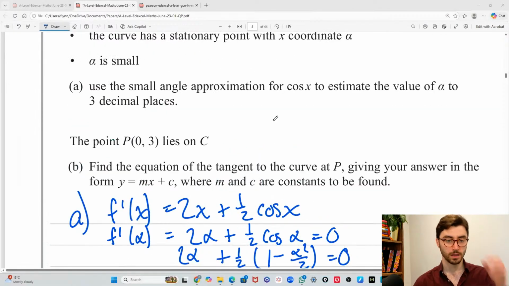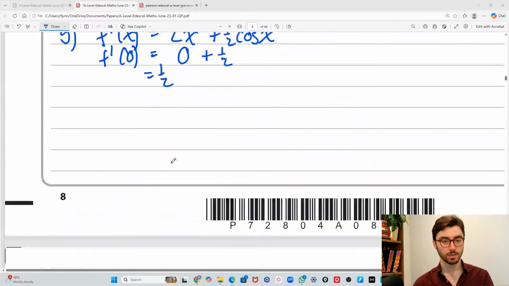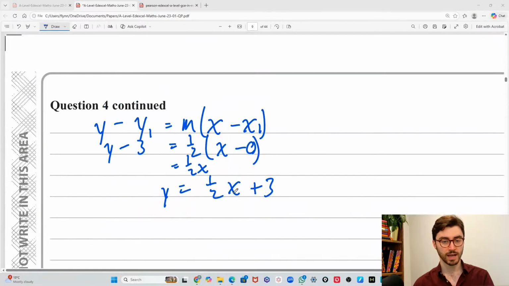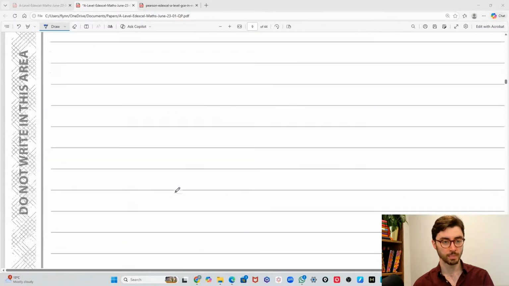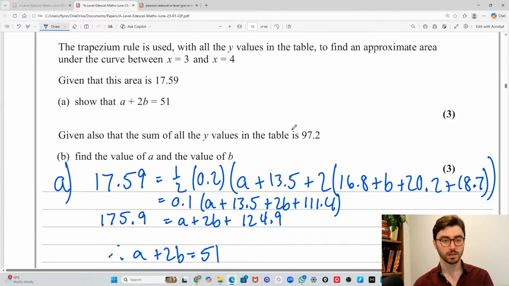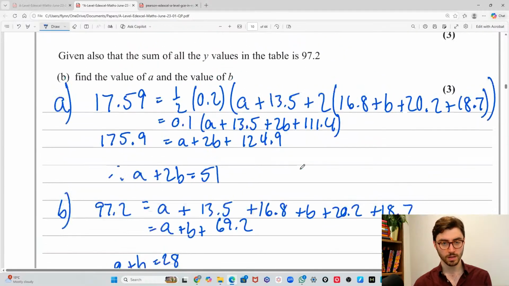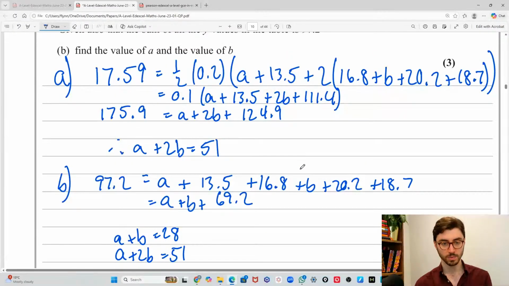Then here, so we have this point, we have this differential, plug in x equals 0. You're going to get a half. So that is a half. That goes through 0, 3. I'm happy with that. Trapezium rule. This was a show that. And let me just check again. You don't need to see me press these buttons, but 16.8 plus 20.2 plus 18.7 plus 13.5 does equal 69.2. And then 97.2 minus answer does equal 28.